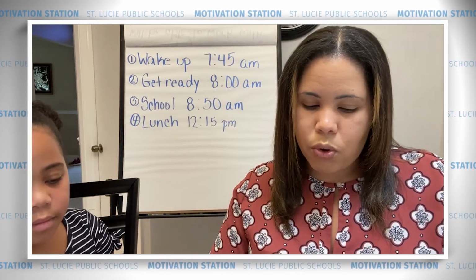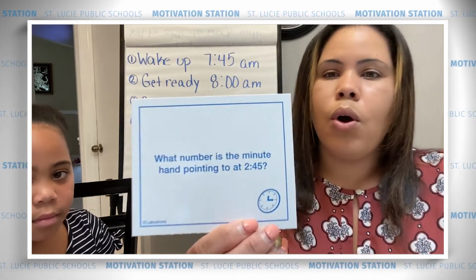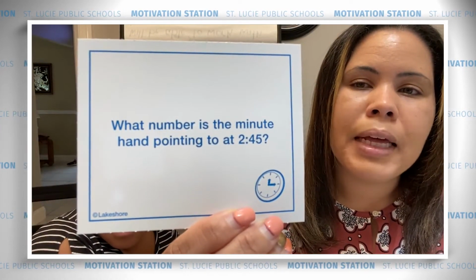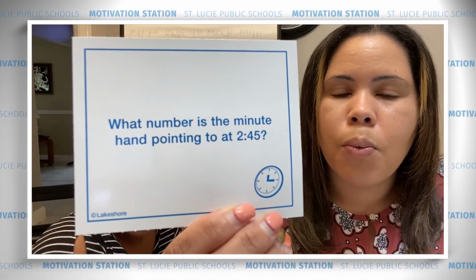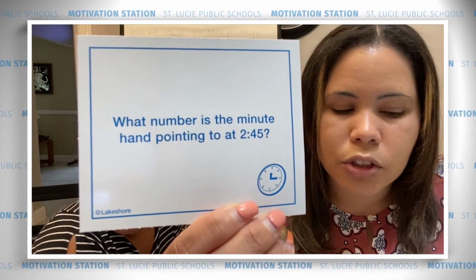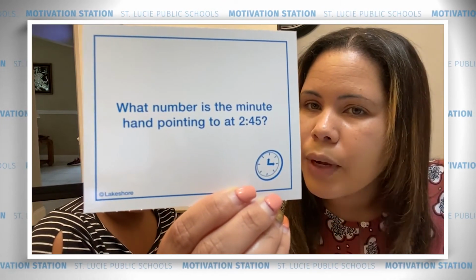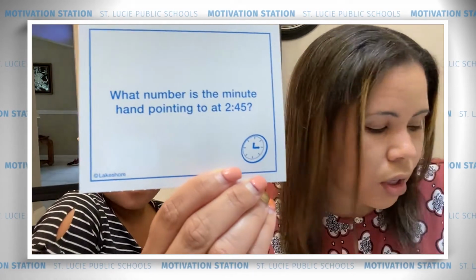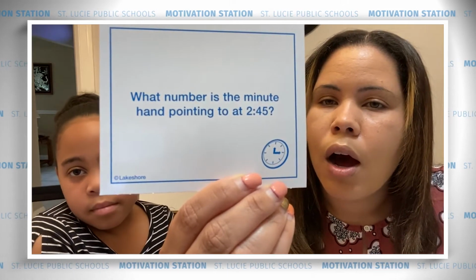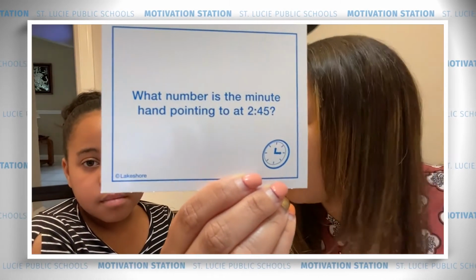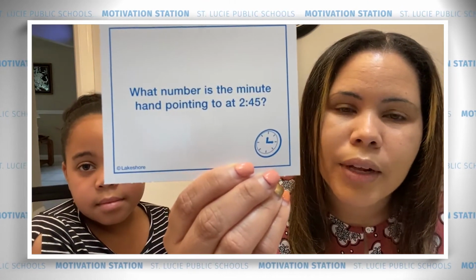Let's try. Ooh, tricky one. I don't think I can trick you all. What number is the minute hand pointing to at 2:45? Remember, the minute hand is our longer one, and we have to think about our time and counting by 5s. We know our hour hand is on 2. Our minute hand should be on 9. So our minute hand would be on 9, and that's how we know it is 2:45.